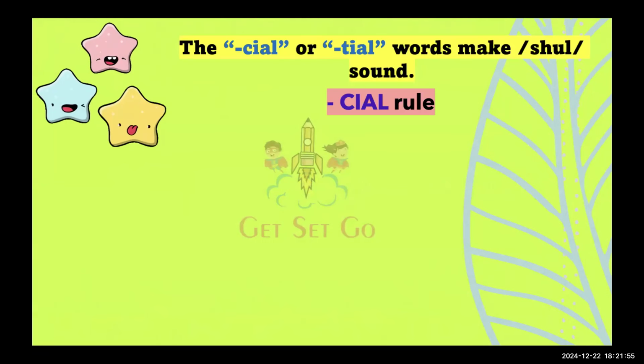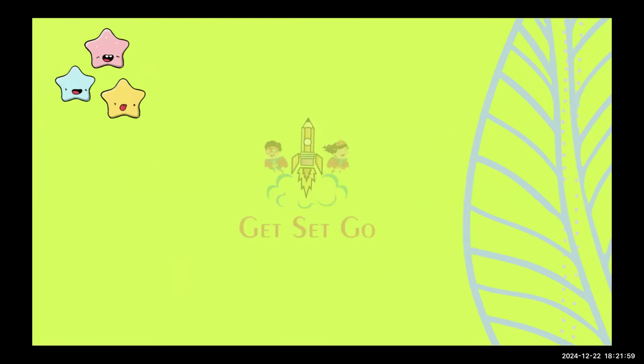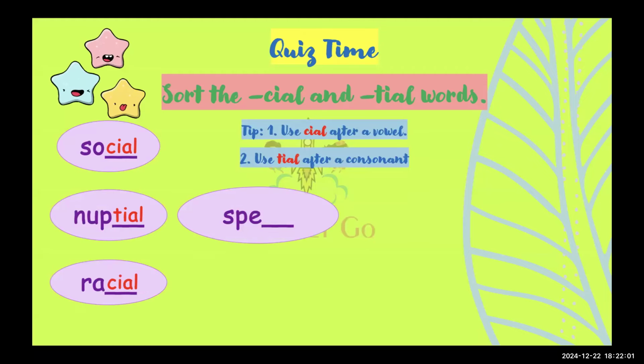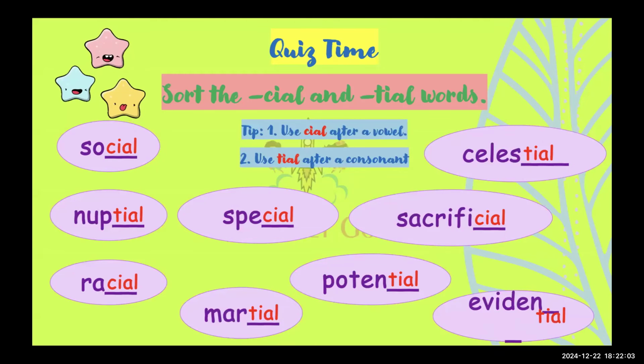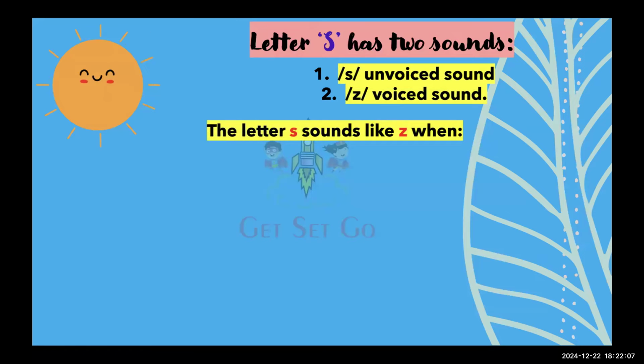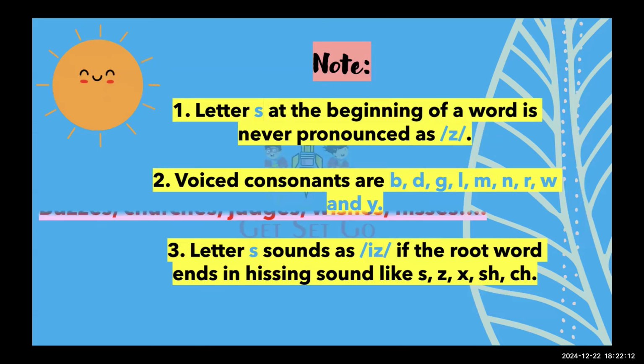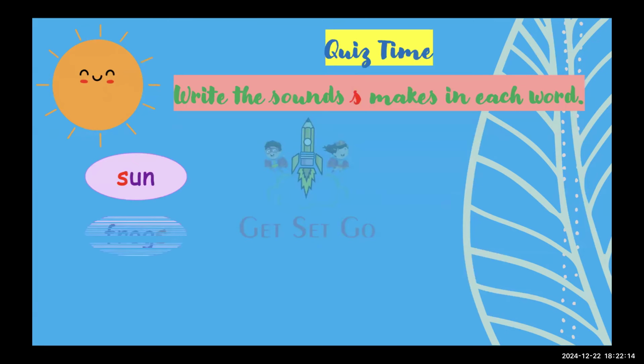CIAL or TIAL, shell endings. Explanation, quiz, and S as a Z sound. S unvoiced sounds, voiced sounds. When should you read S as a Z? So tips are there, quizzes are there, reading the words correctly.